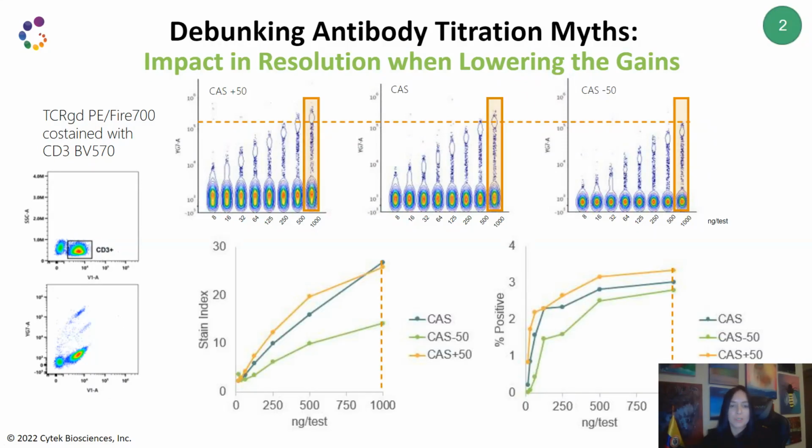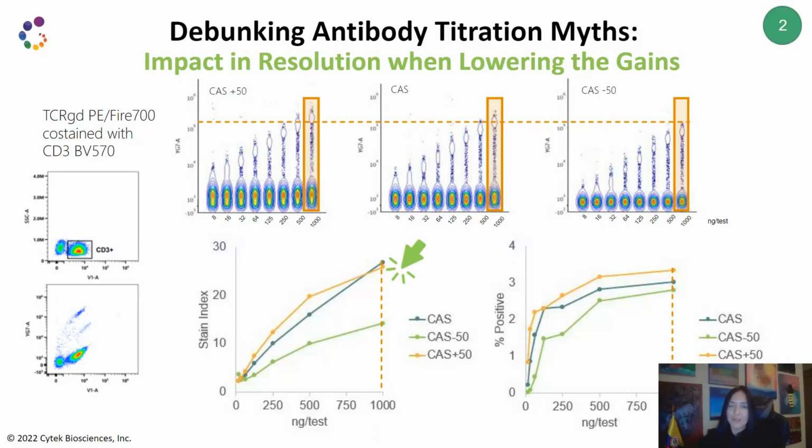If we look at the plots, with the same antibody concentration, very similar observations as for NKG2D. If I lower the gains, my resolution is decreased, based on the value for stain index, but the shape is similar. So the optimal titer would be the same. And once again, plotting the positivity will definitely give you a better idea of where your concentration needs to be to capture all the positives.